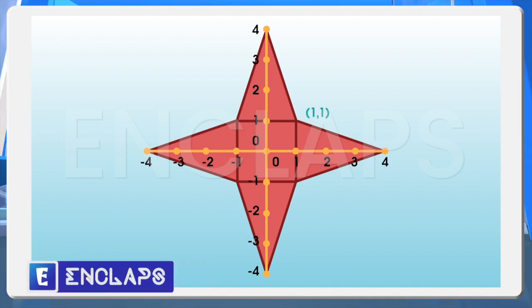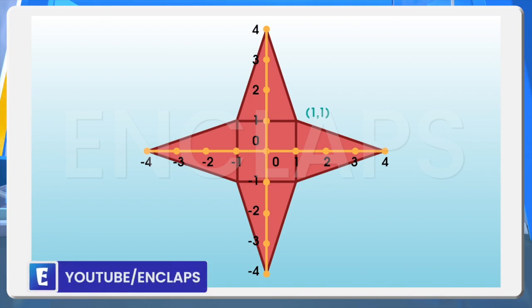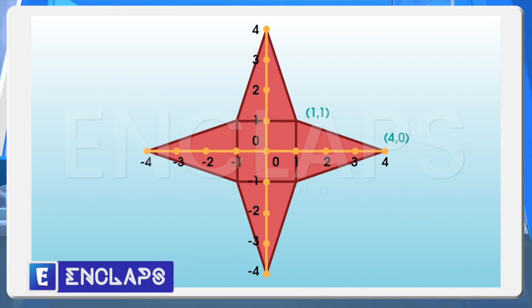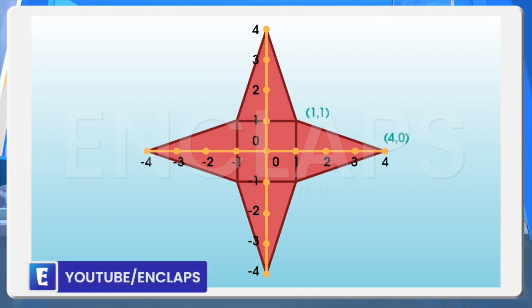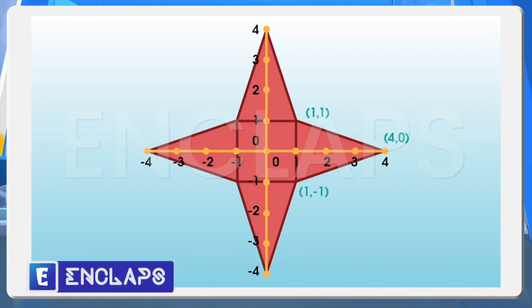What about the rightmost point of the picture? 4 centimeters to the right from the center, not moving up or down. Then we can write its number pair as 4, 0. Next, the lower right corner of the square is 1 centimeter to the right and 1 centimeter below from the center. The lower distances are taken as negative. Then its number pair is 1, -1.